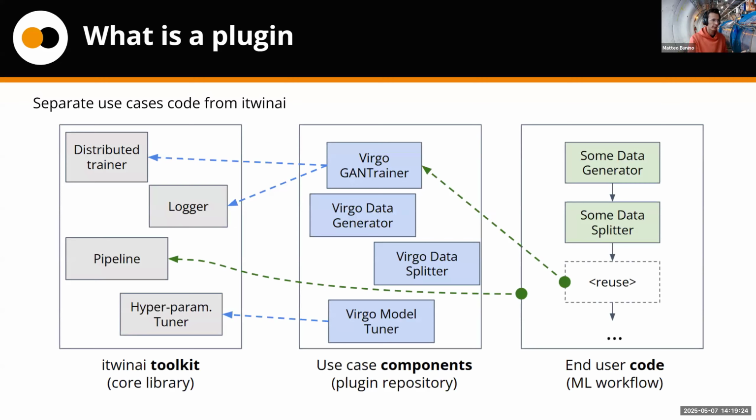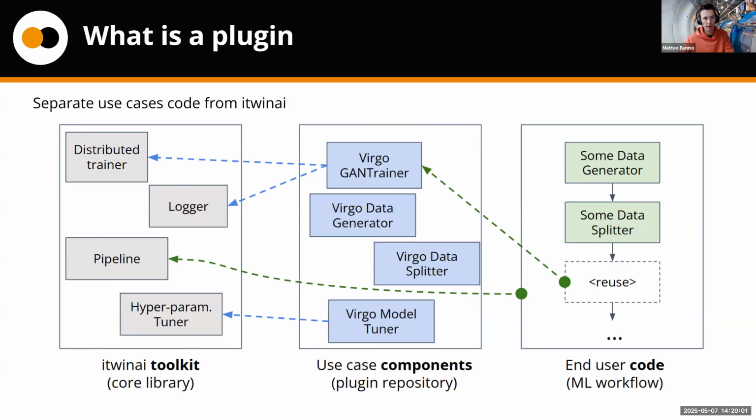So we can say that iTwin AI, starting from the left to right, is a Python library that provides a toolkit for distributed training, for loggers, as we were seeing before, pipelining, something I didn't have time to show, and hyperparameter optimization. And then on top of these components, the use cases can actually build domain-specific components, such as trainers, data generators, data preprocessors, and so on and so forth.